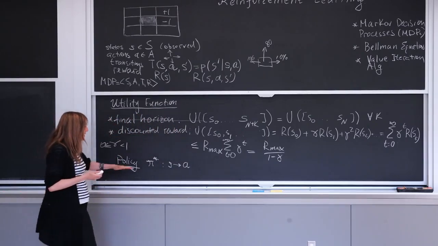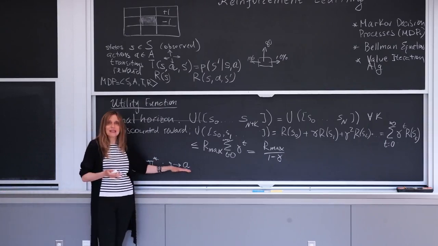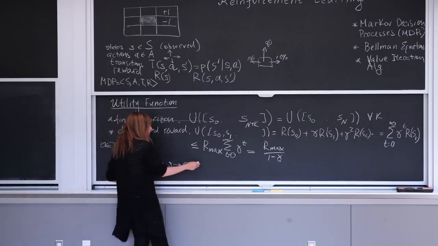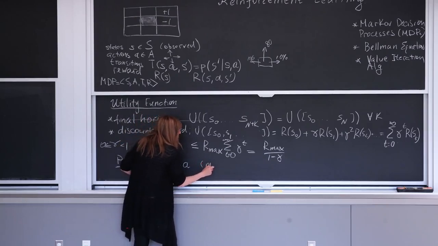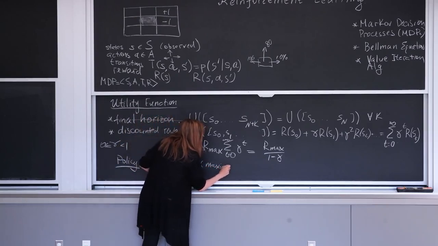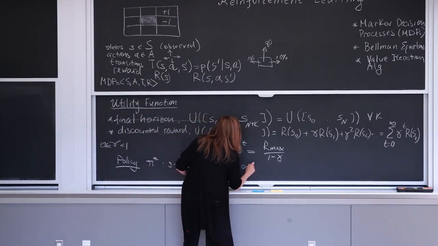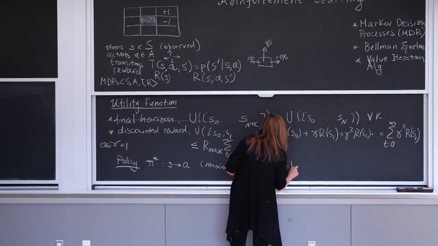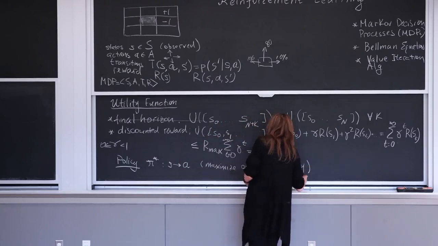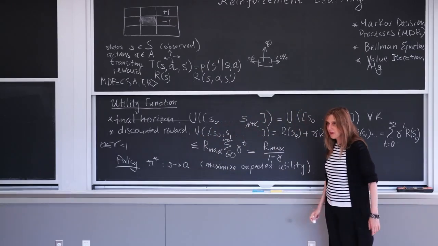But the idea here is that we want, in every state, to select an action which maximizes expected utility. This is our goal. This is called policy, okay?